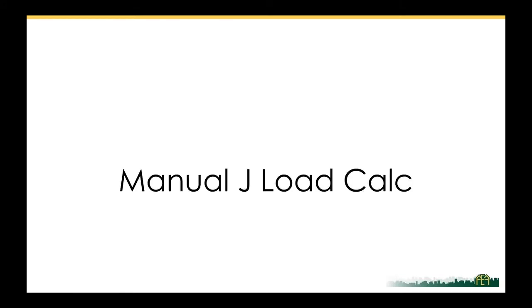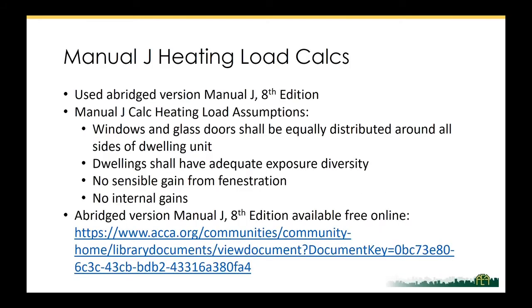All right, so now we're moving on to Manual J load calculations. Manual J heating load calcs. So I use the abridged version of the Manual J 8th edition. Some assumptions that Manual J uses is windows and glass doors shall be equally distributed around all sides of dwelling units. So keep in mind, this is the industry standard.